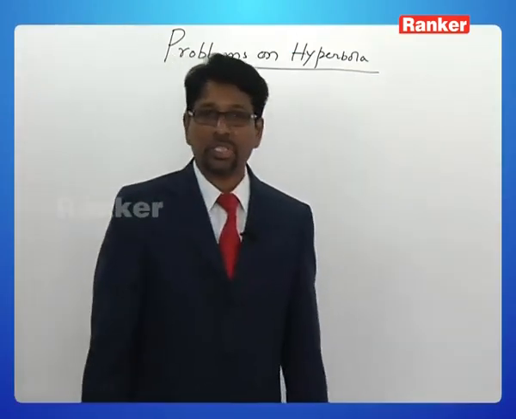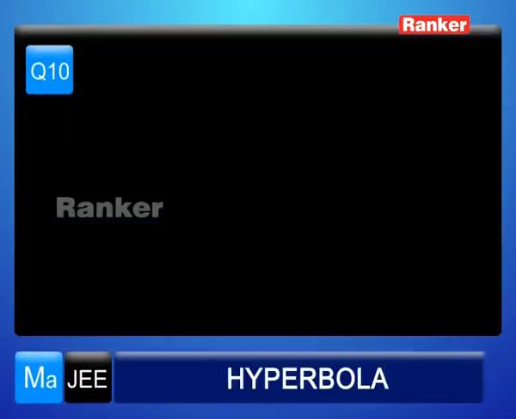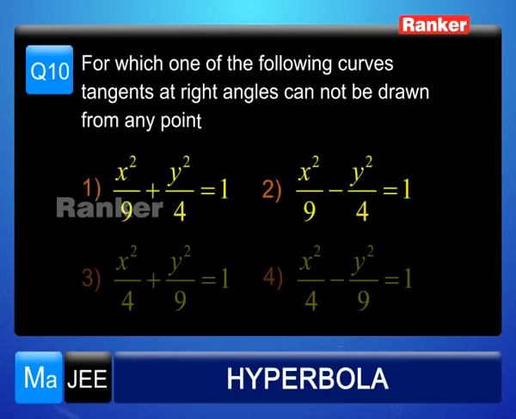Let's move on to the next question. Question number 10. For which one of the following curves the tangents at right angles cannot be drawn from any point? First curve, x square by 9 plus y square by 4 is equal to 1. Second curve, x square by 9 minus y square by 4 is equal to 1. Third curve, x square by 4 plus y square by 9 is equal to 1. And fourth curve, x square by 4 minus y square by 9 is equal to 1.